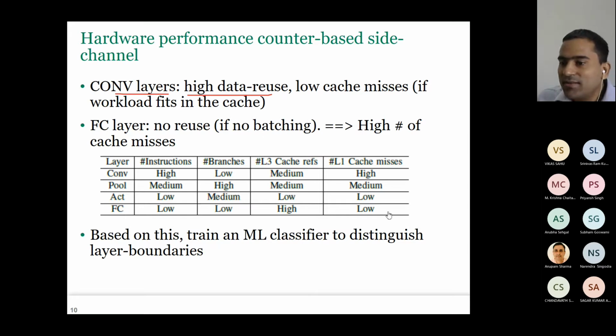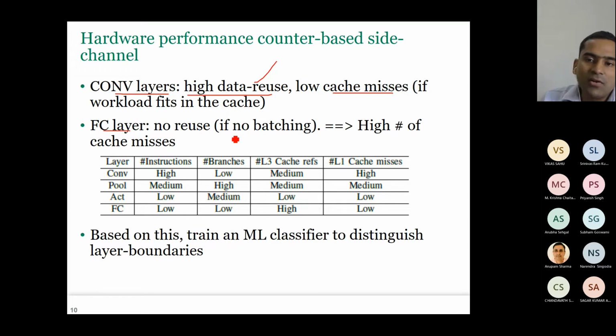Let us ask Anubha. How do you say that convolution layer has more reuse? Because the same weights we are reusing again and again. Yeah, because if you have sliding window based convolution, then you will do convolution over the whole image, right? So the same weights are used at different locations of the image. That's why convolution layer has higher data reuse, because the filter size is very small and that same filter rotates over the whole image. Because the data reuse is very high, cache is effective. You will have low cache misses.